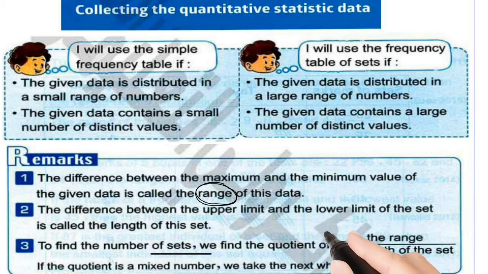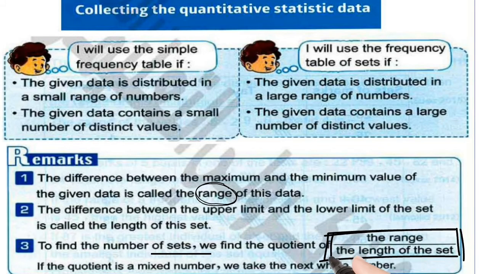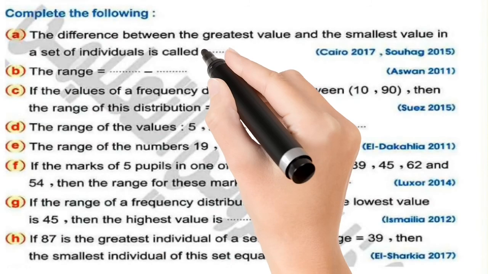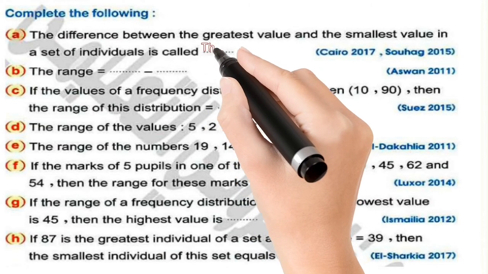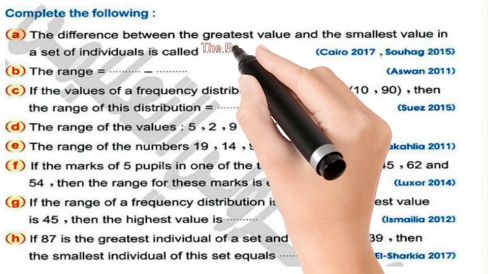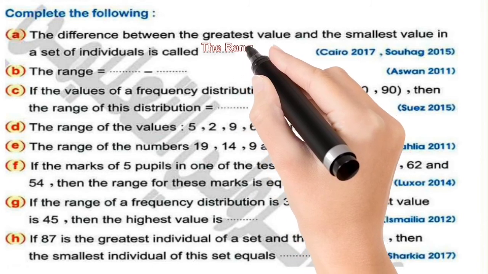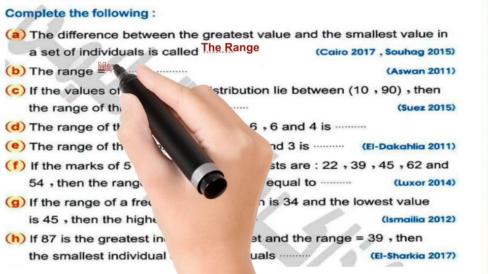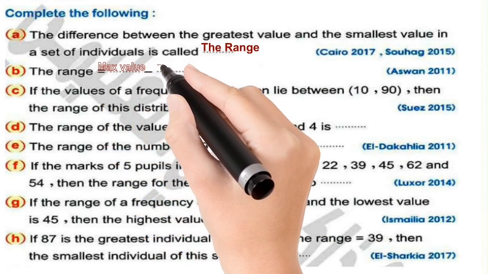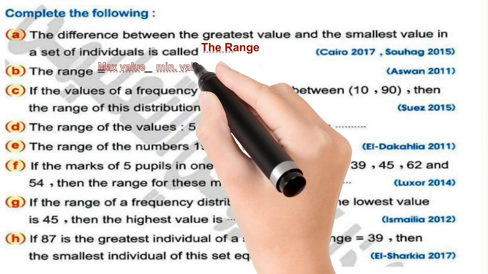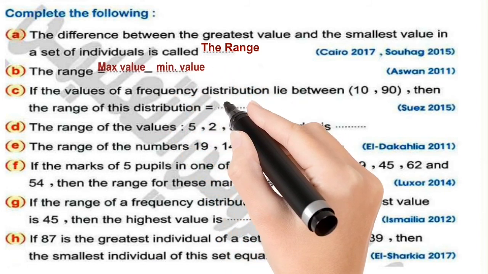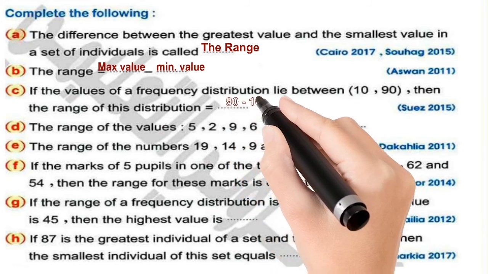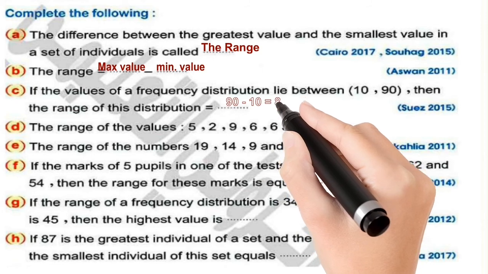Let's see an example. Complete. A. The difference between the greatest value and the smallest value in a set of individuals is called the range. Letter B. The range equals, we said, maximum value minus minimum value. Letter C. If the values of a frequency distribution are between 10 and 90, then the range will be maximum minus minimum: 90 minus 10 equals 80.